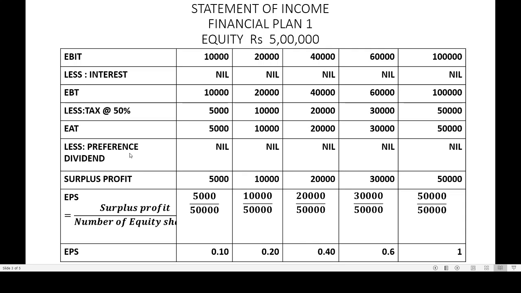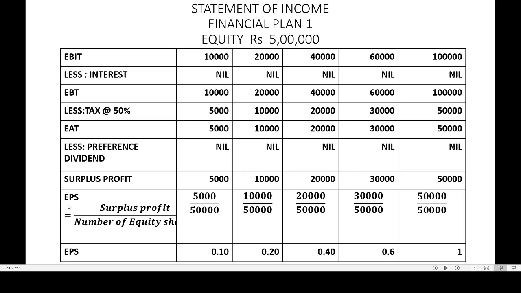Less preference dividend. Preference share capital is not issued, so preference dividend is nil. So surplus profit is equal to earnings after tax itself, that is 5,000, 10,000, 20,000, 30,000 and 50,000. The number of equity shares we know because the company has issued 50,000 equity shares of rupees 10 each and it has raised 5 lakh rupees.